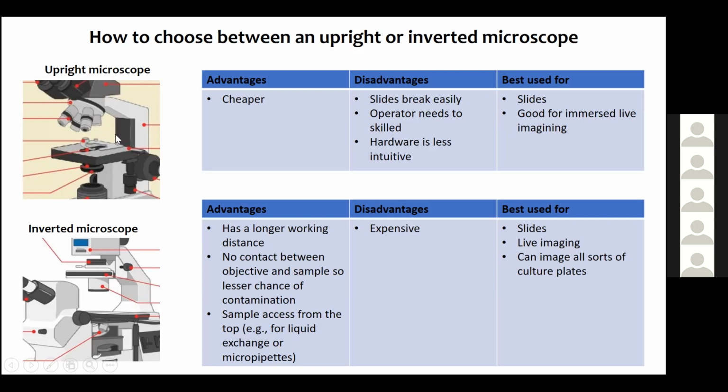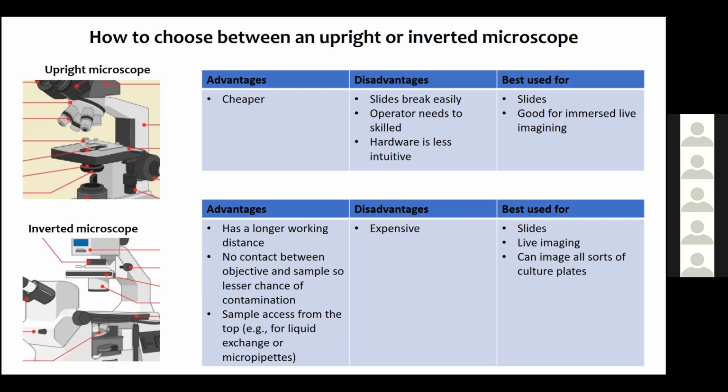And that also comes into play when you're using it for live imaging, because when you're using an upright microscope for live imaging, you're basically immersing the objective or the lens into the buffer or the media that has your sample alive. And then you again want to be careful that you don't damage the objective and you don't damage the samples that you're imaging.